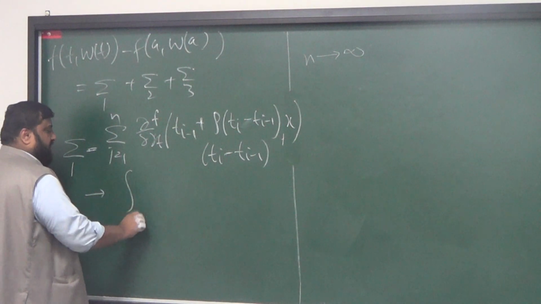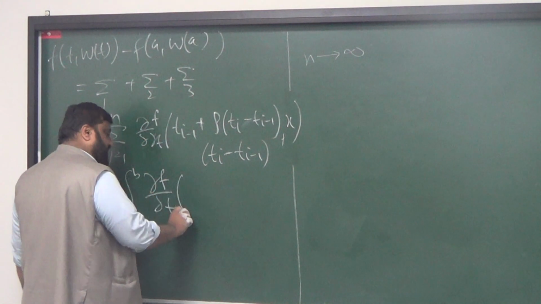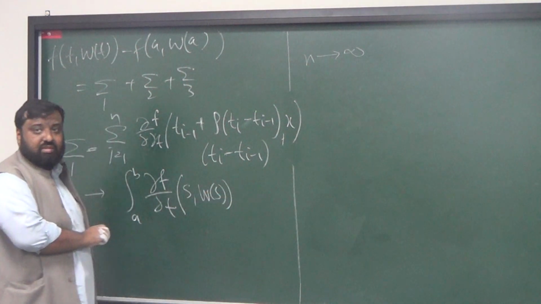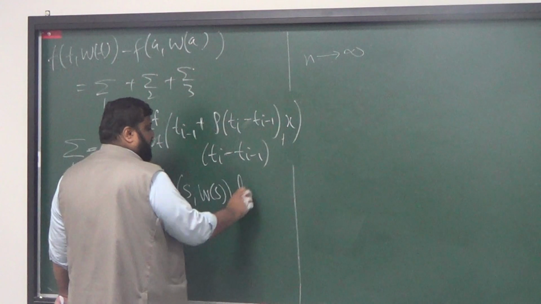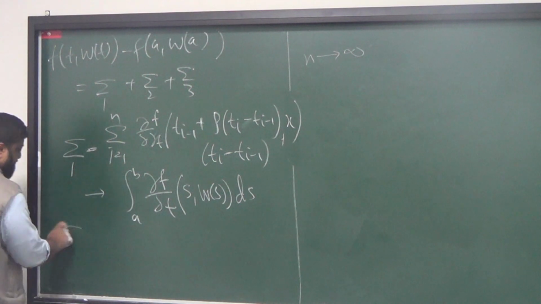So this is going to converge, from a to t, to the integral of partial f by partial t evaluated at s, w of s, ds. That would be the first one actually. How about the second term?